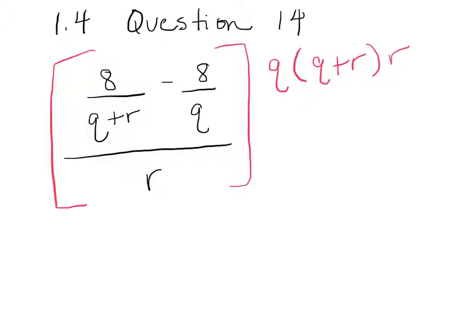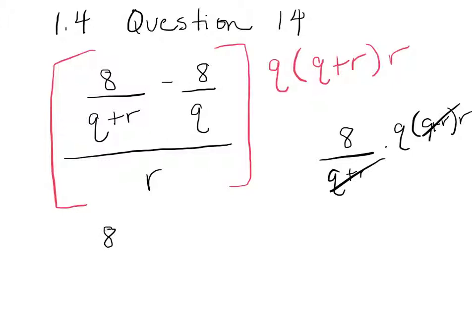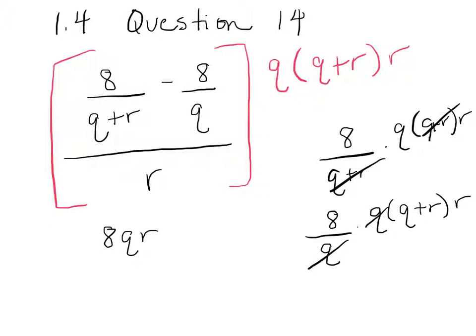I'm going to do the problem off to the side here. So if I take 8 over q plus r, and I multiply it by q plus r, q, and r, these guys cancel. So now all I have sitting there is 8qr. If I do the same thing for 8 over q, and I multiply it by q plus r, q, and r, these q's are going to cancel out. So now I've got minus 8r times q plus r.